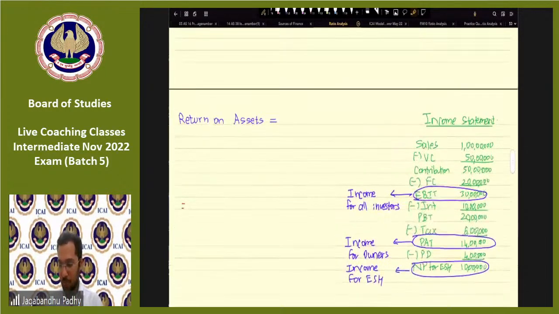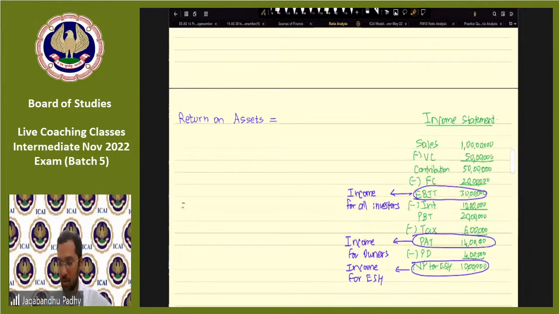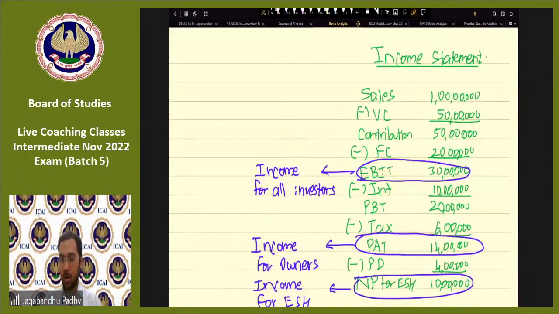Now coming to the return ratios. In the return ratio calculation, we need to look at this income statement first. Let's have a look at this income statement. Sales of 1 crore, variable cost is let's say 50 lakh, contribution is 50 lakh, fixed cost of 20, EBIT of 30 lakh, interest is 10 lakh, PBT is 20 lakh, tax is 6 lakh, PAT is 14 lakh, net profit for equity shareholders left is 10 lakh.